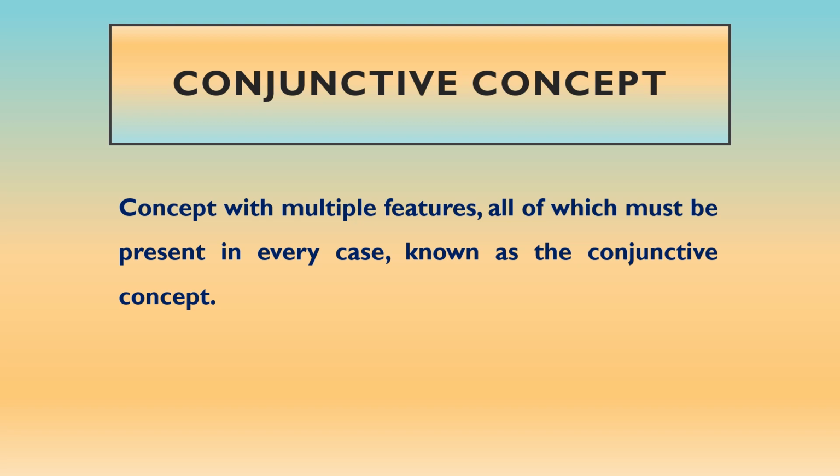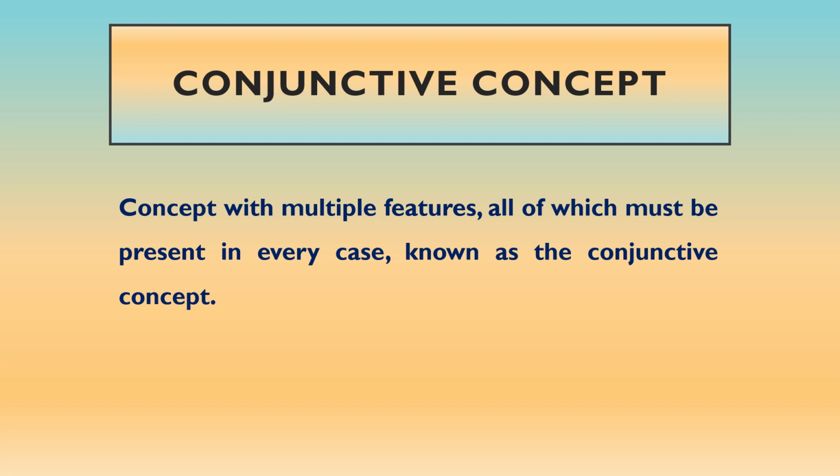For example, the concept of brother. It requires the joint presence of 2 attributes. The person should be male and should be your sibling. Then only the concept brother is fulfilled. Any of the attributes is not omitted. Both the attributes should be present together.